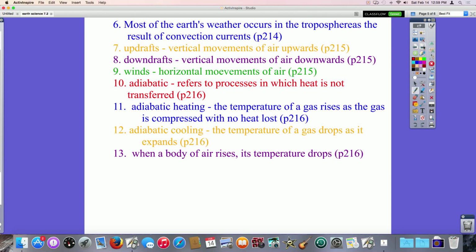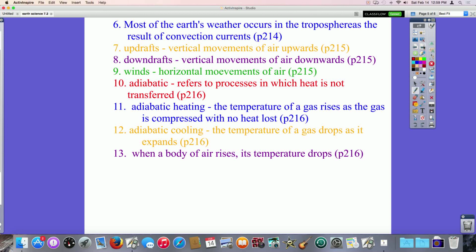Usually we really only see downdrafts during some pretty vicious storms. I mean, there can be downdrafts for other reasons, like coming off of a mountain slope where it's colder up top and coming down, that'll cause a downdraft. Winds are horizontal movements of air. And this has all been about heat transfer.